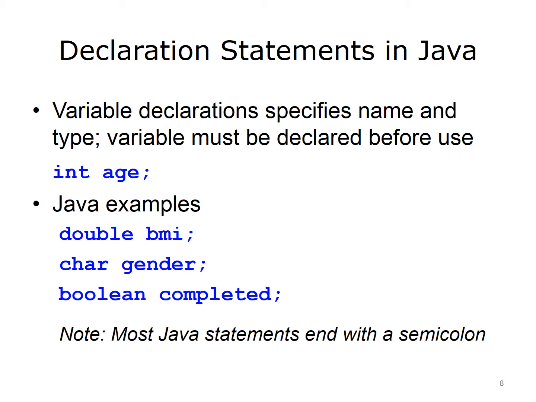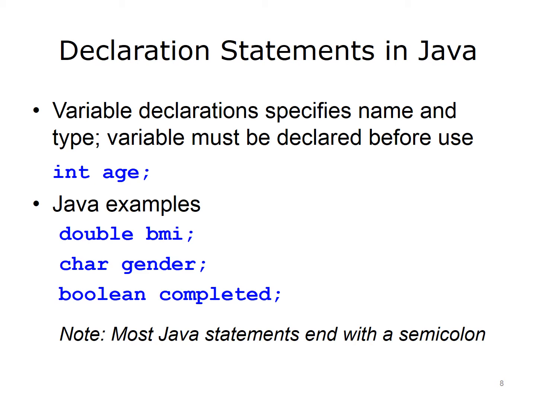Here are some examples of declaration statements in Java. A variable named age that is an integer. A variable named BMI that is of type double, which is one of the floating point types. A variable named gender that is of type char. This data type will hold 1 character. A variable named completed that is of type boolean. This type will hold the values true or false, in other words, a 1 or a 0.